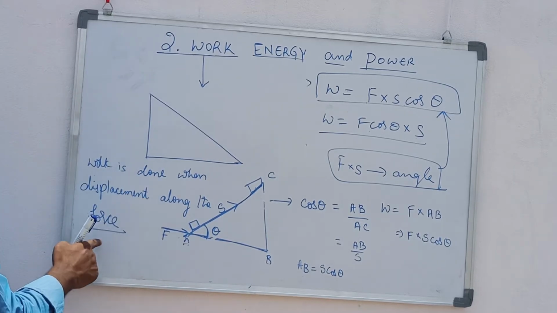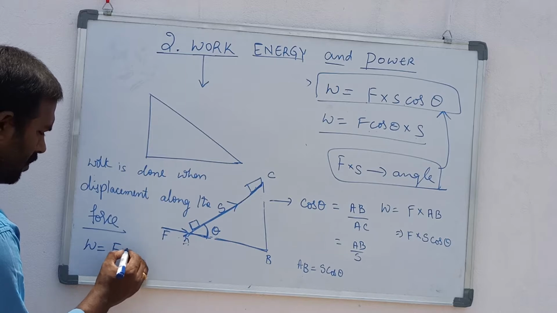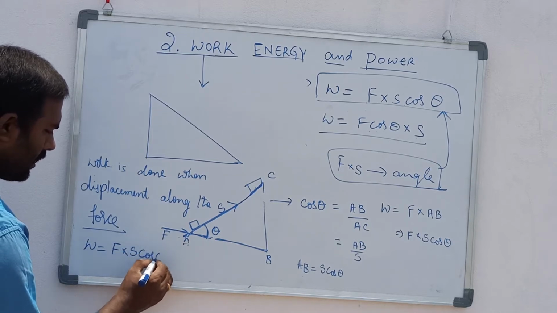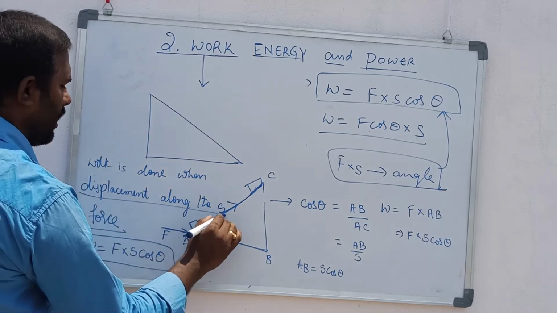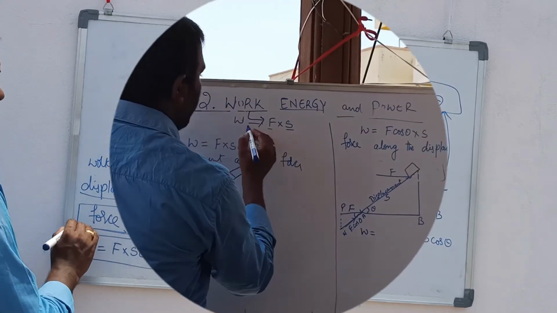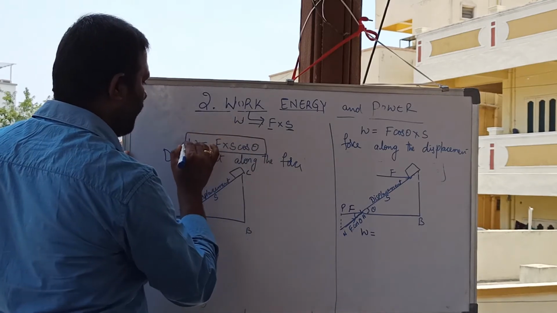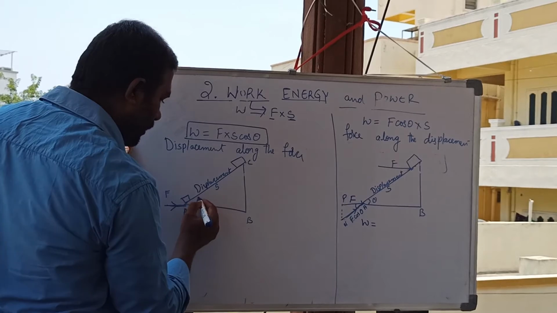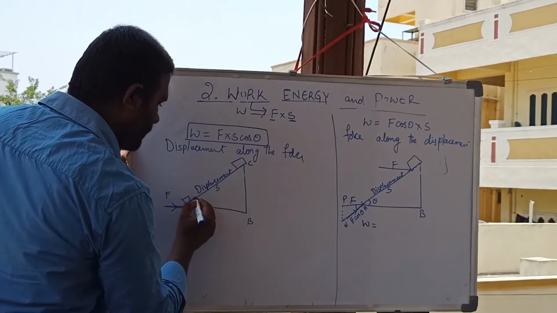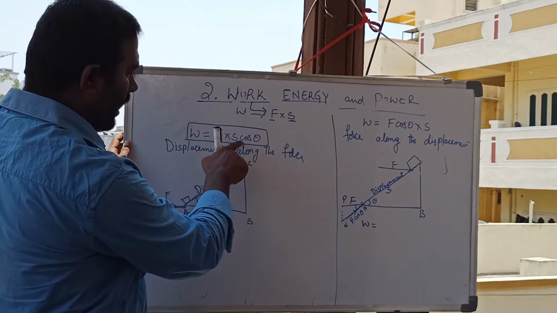Okay, displacement along the force, we can write it as W is equal to F into S cos theta. So this is the formula when the displacement is along the force. W is equal to F into S, we know. Actually, how to write W is equal to F cos theta? F into S. When there is an angle between force and displacement, we will write F into S cos theta, when work is done at some angle.